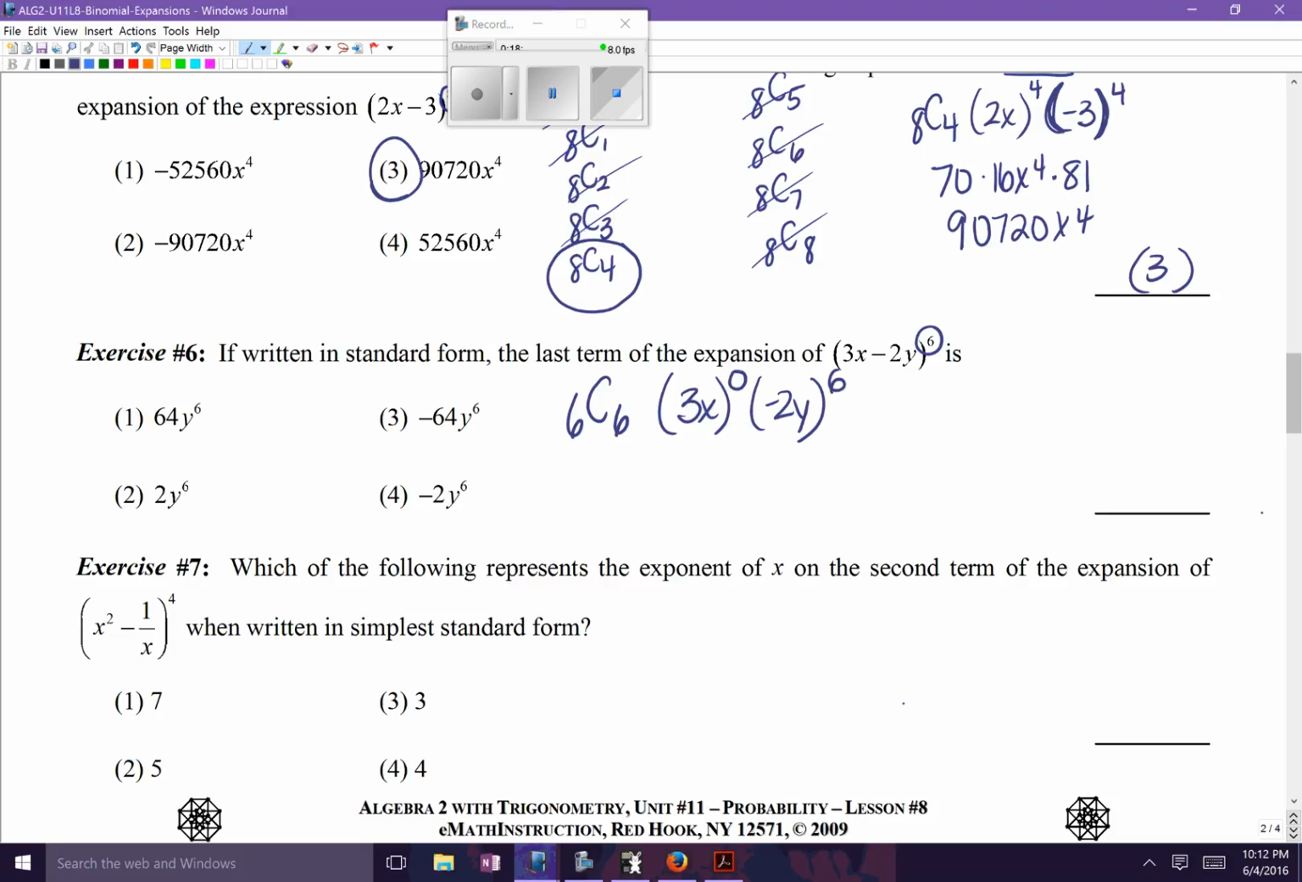6 choose 6 has a value of 1. So this has a value of 1. This has a value of 1. Negative 2 raised to the 6th power has a value of 64. And then y to the 6th. So that would be choice 1.